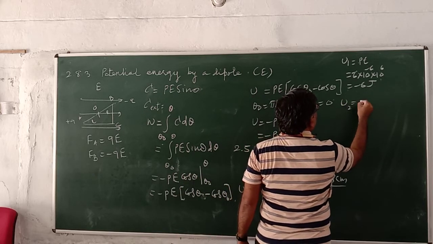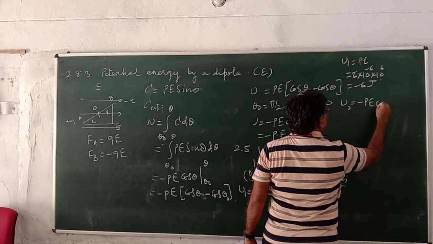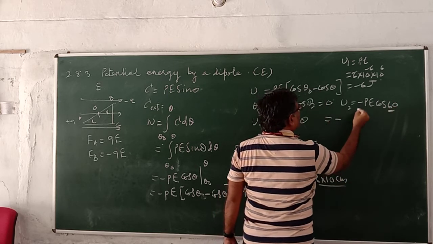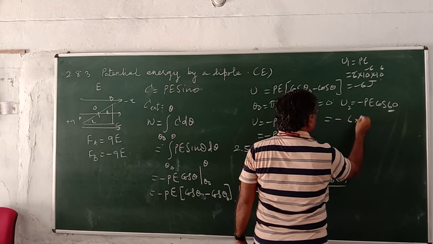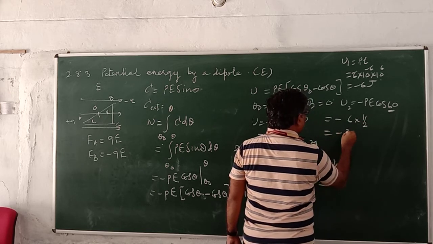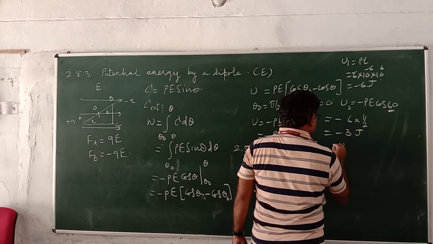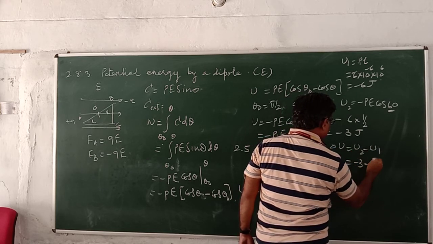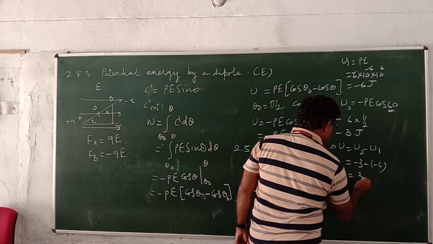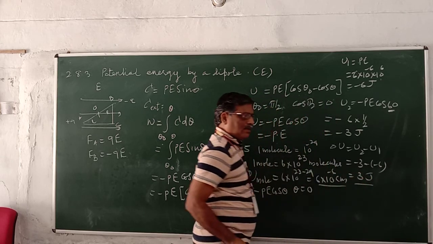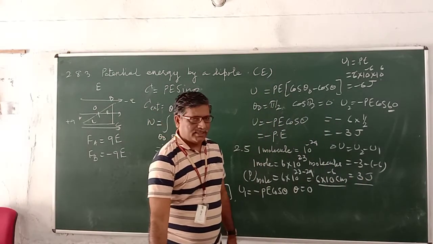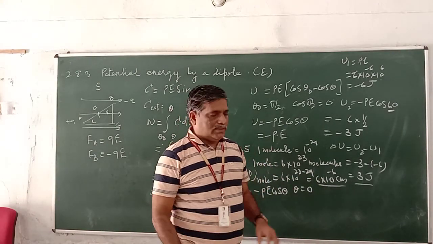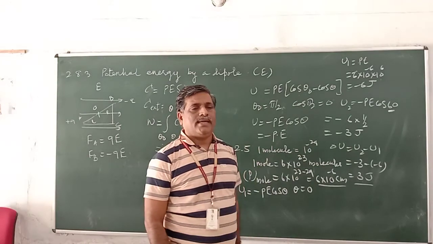U2 is equal to minus PE cos 60. It is rotated, which becomes minus 6 into half, minus 3 joule. Delta U is equal to U2 minus U1, minus 3 minus minus 6, which is equal to 3 joule. So 3 joule energy is converted into heat by the substance when it is aligning through 60 degree.